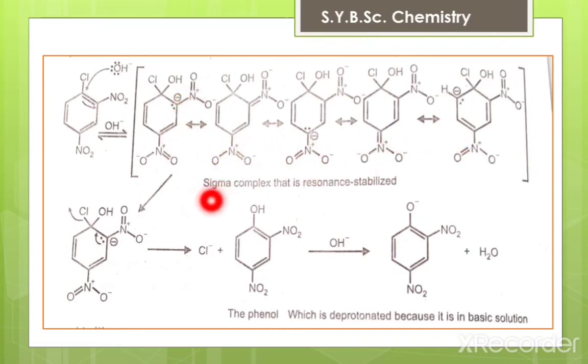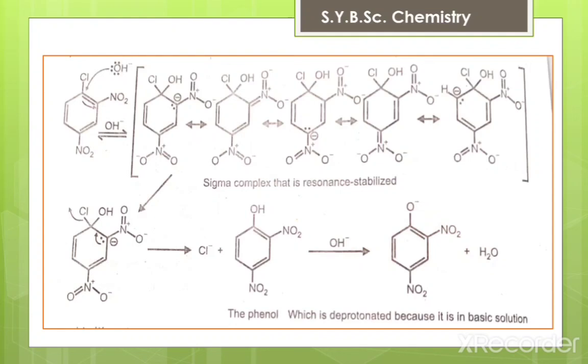That means there is formation of a sigma complex that is resonance stabilized, and this carbanion is delocalized over the nitro group and this carbon-carbon double bond. Next we get this intermediate. In the next step, there is departure of the good leaving group, and we get the phenol. This phenol is deprotonated in basic solution, so OH minus will abstract this proton. Here we get H2O as a byproduct, and here O minus. That means we finally get the deprotonated phenol.